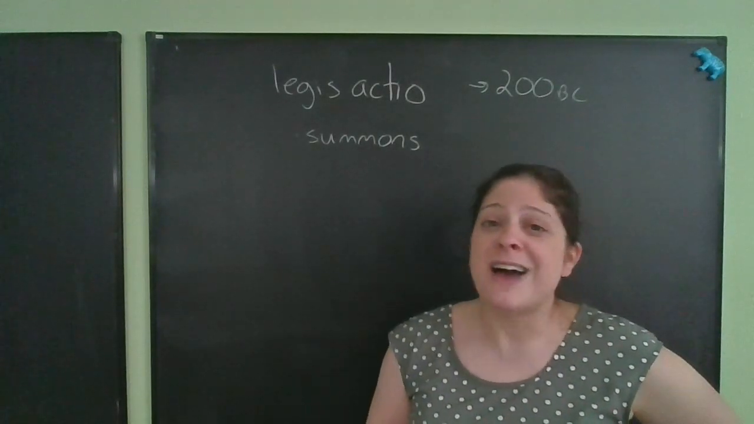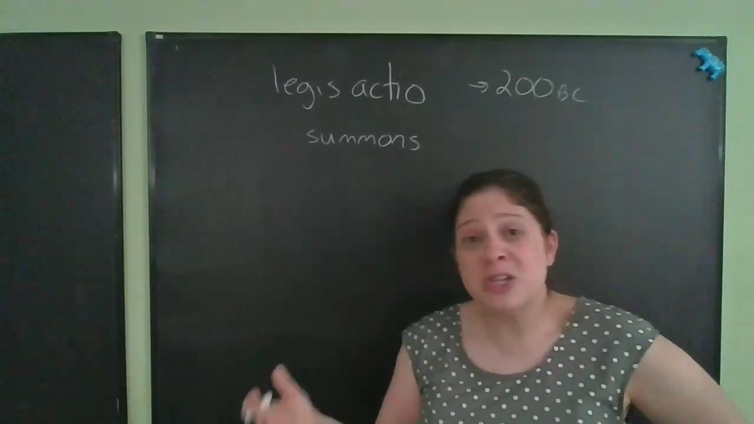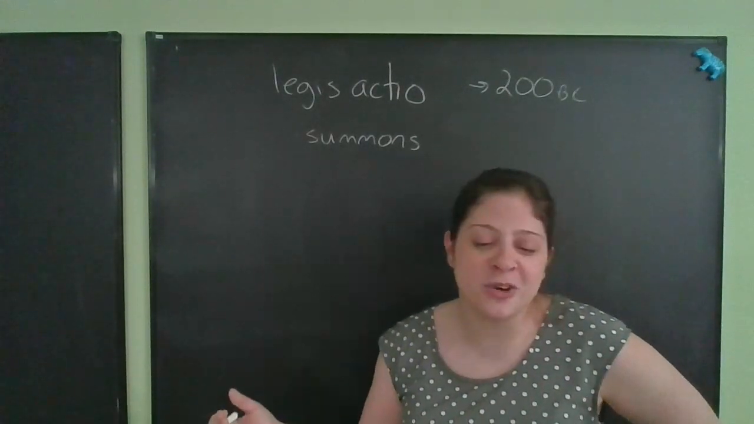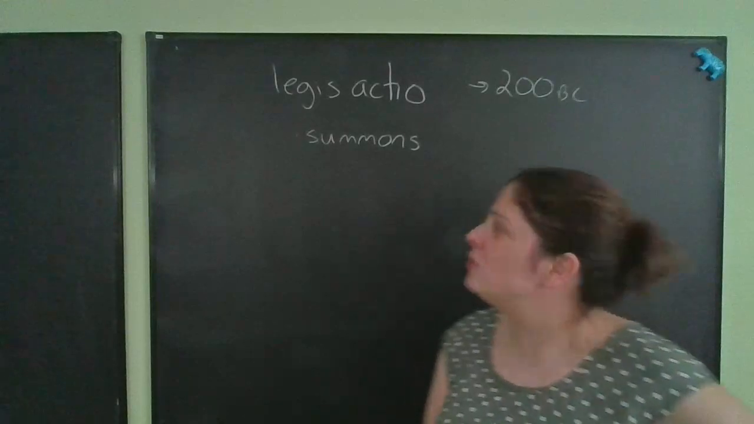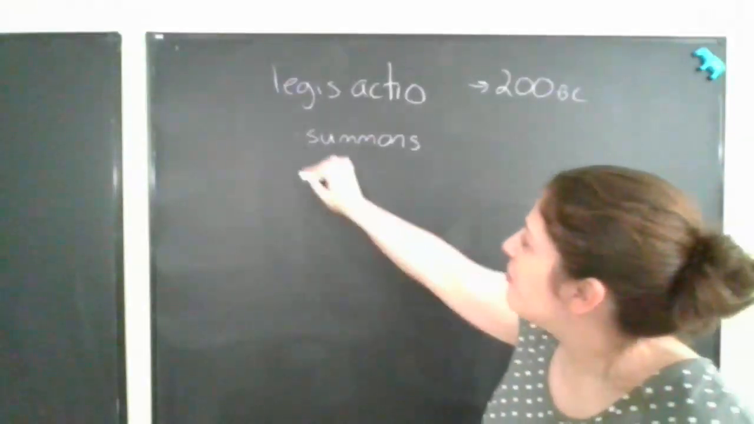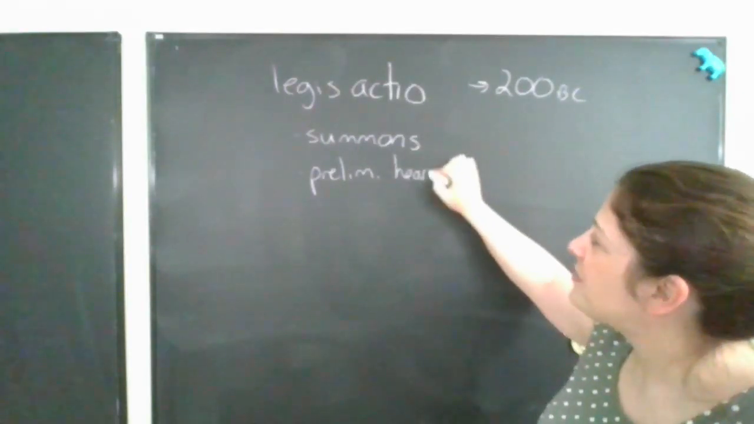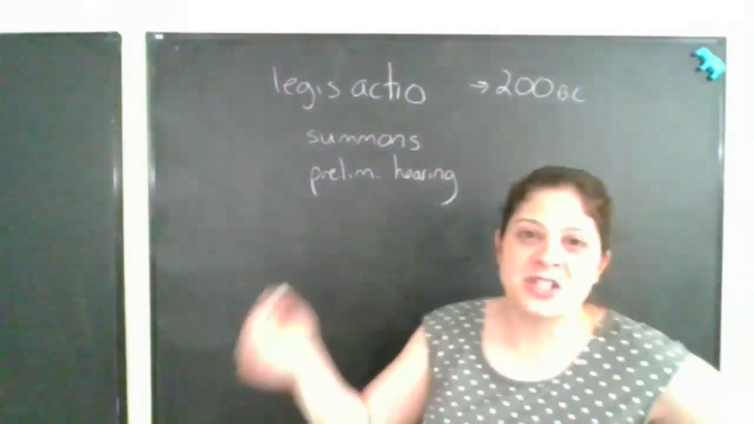And so the plaintiff summons the defendant. What if the defendant says, I don't want to go to this trial? You can use force. You as a plaintiff can get some friends together and force the defendant to show up. And so you are summoned to appear before the magistrate. And so now you have this sort of preliminary hearing with the magistrate. Again, eventually this is the urban praetor.